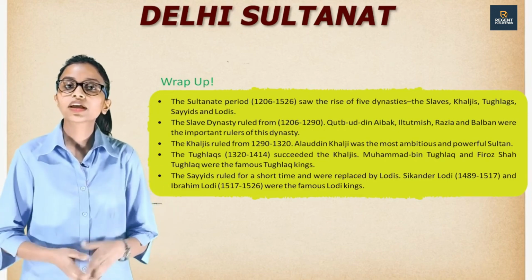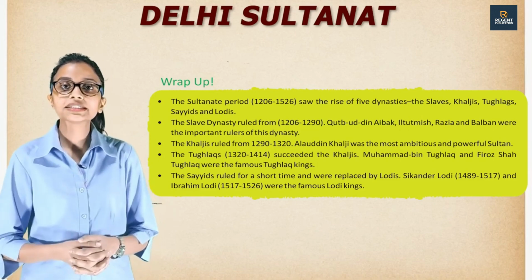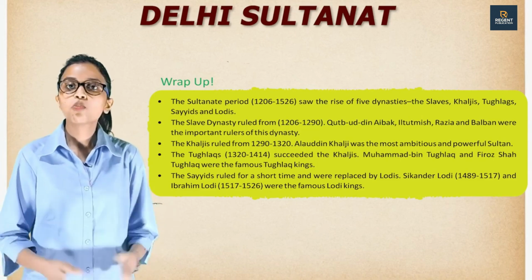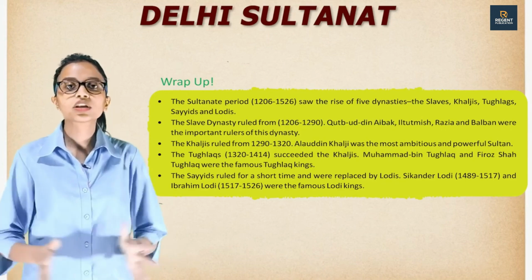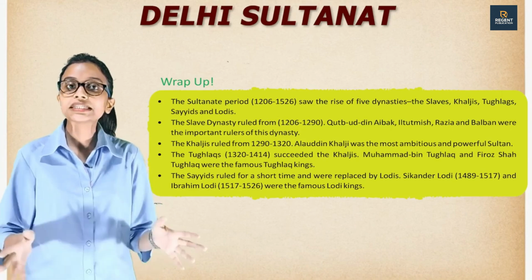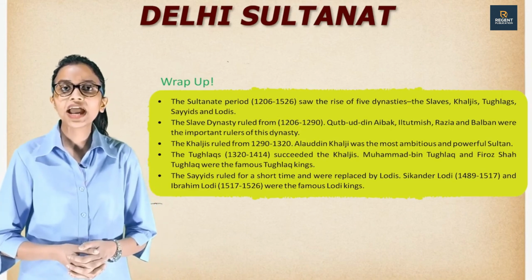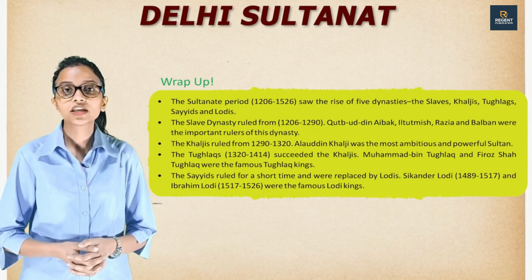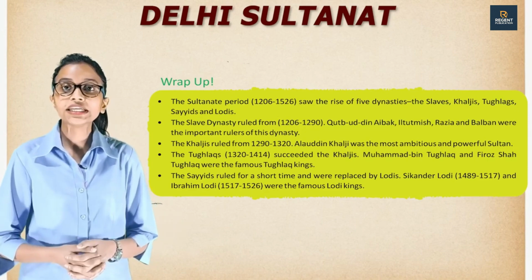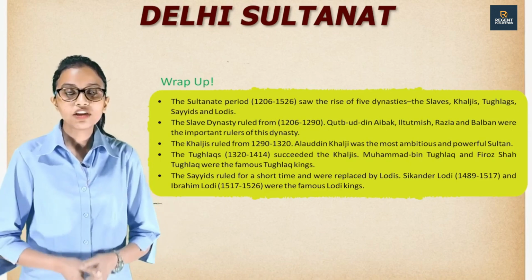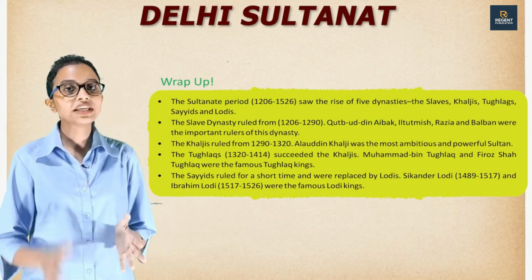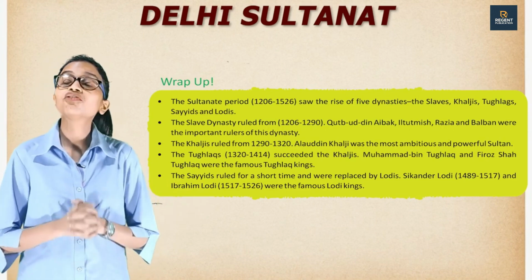The Tughlaqs, 1320 to 1414, succeeded the Khaljis. Muhammad bin Tughlaq and Firoz Shah Tughlaq were the famous Tughlaq kings. The Sayyids ruled for a short time and were replaced by the Lodis. Sikandar Lodi, 1489 to 1517, and Ibrahim Lodi, 1517 to 1526, were the famous Lodi kings.